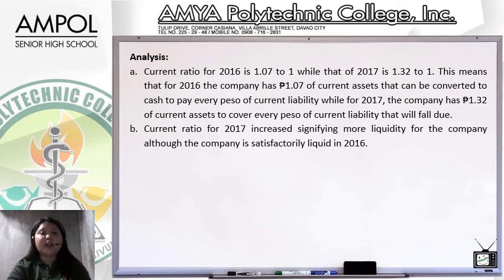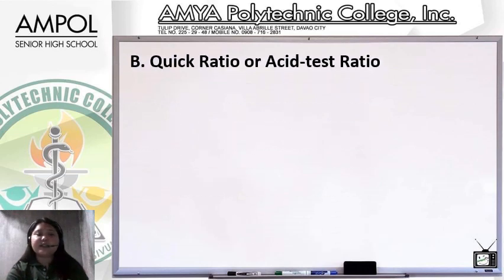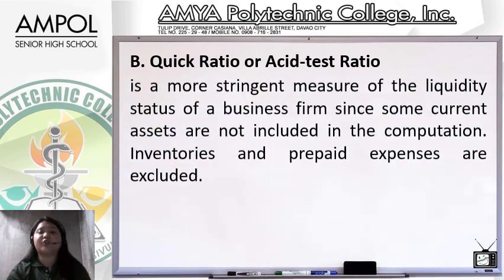Second, the current ratio of 2017 increased, signifying more liquidity for the company, although the company is satisfactorily liquid in 2016. Then analyzing the components of current assets for 2017, inventory and prepaid expenses make up only 30% of the current assets. Hence, the 70% is cash and receivables, which can readily be used to pay short-term liabilities. Next is the quick ratio or the acid test ratio.